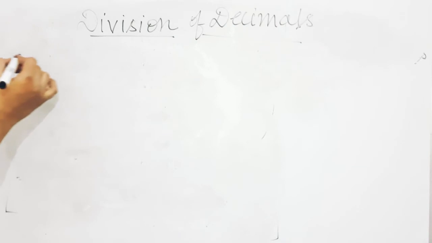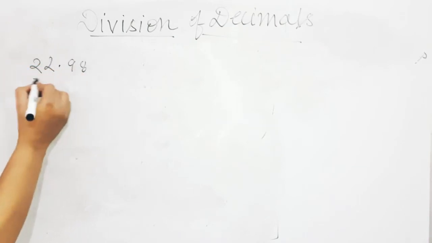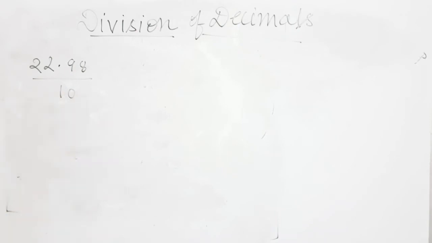For example, you have to divide 22.98 by 10. So the first thing which you have to do is count the number of zeros. As you all can see, there is only 1 zero in the denominator. That means the decimal point will shift by 1 place, right?